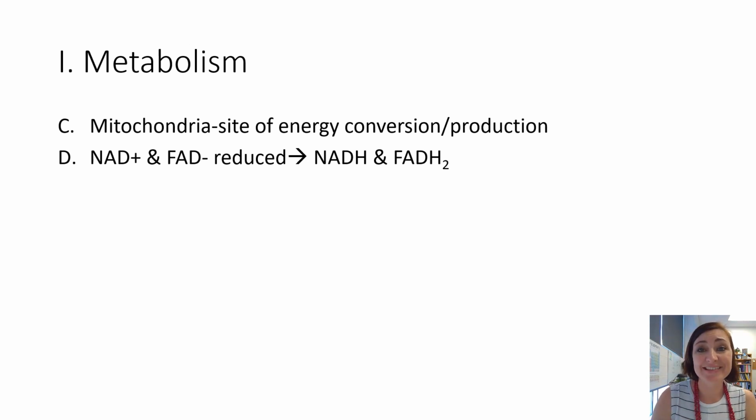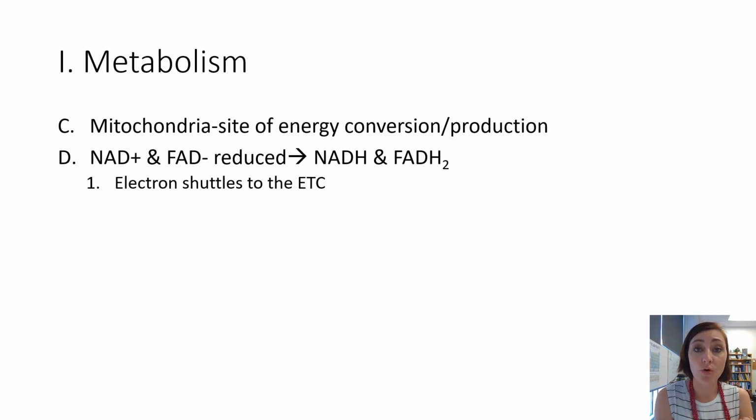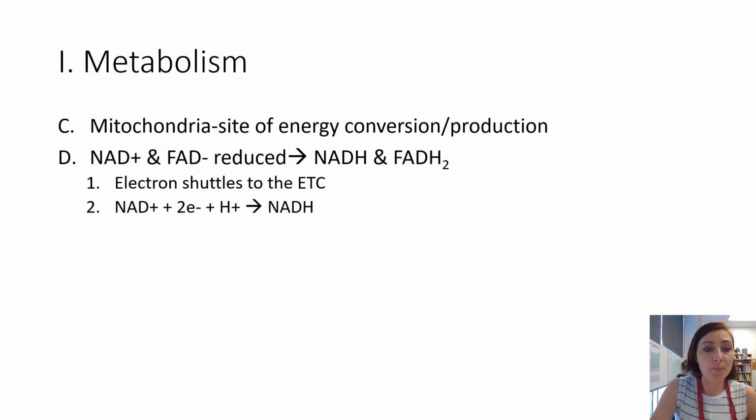We use coenzymes to shuttle electrons from one location or one biochemical pathway to the next, because we can use them to do work. Electrons are high energy, they do work for us. So NAD+ and FAD+ become reduced. Reduction means we're gaining electrons. When we gain electrons, they take on the form NADH and FADH2. This is very important for us.